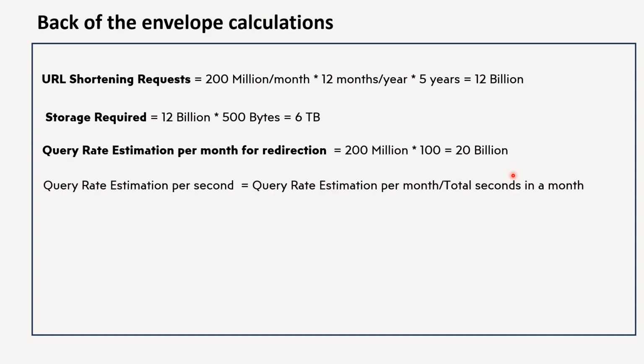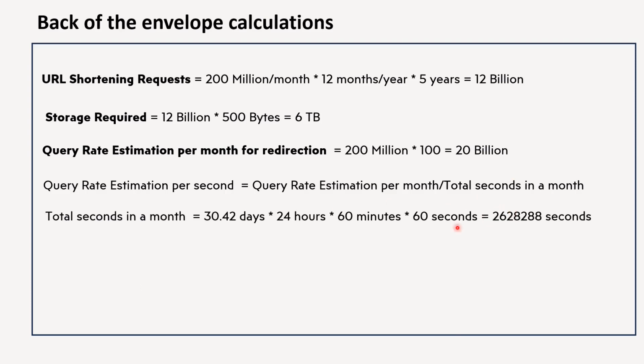Now, if you want to get how many requests you'll get per second, we have to basically divide this by the number of seconds in a month. This is how we calculate the number of seconds in a month. It's a normal calculation. So this many seconds we have in a month.